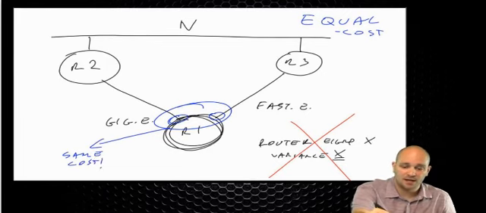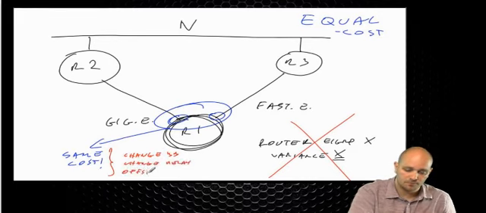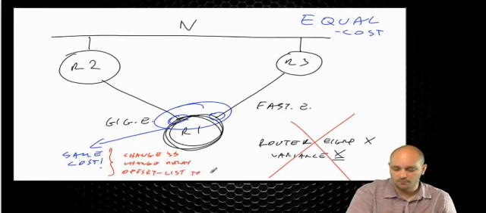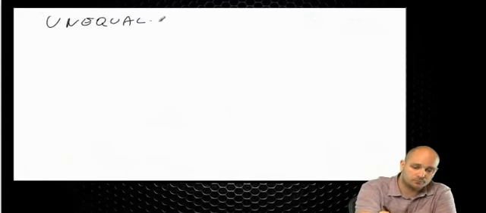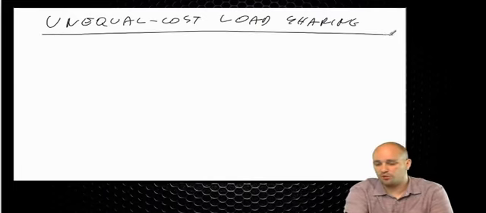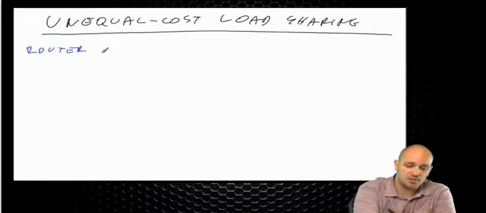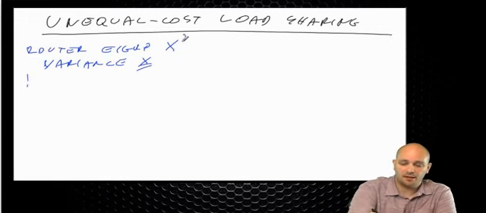So what you need to do is either change bandwidth, change delay, or use offset list to change metric, right? Now, if you go the variance way, you are actually configuring unequal cost. So for unequal cost load sharing, this is where you are going to be using router EIGRP, and you will be using variance X. Now, let me explain how this works.